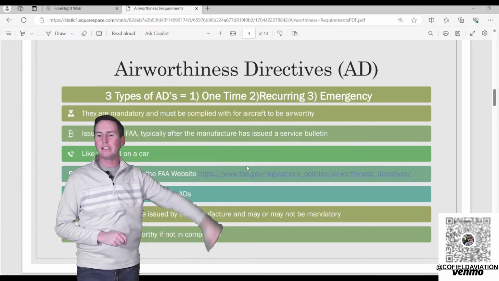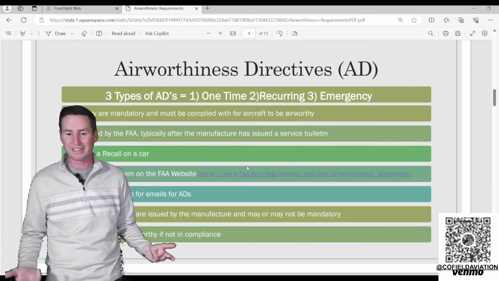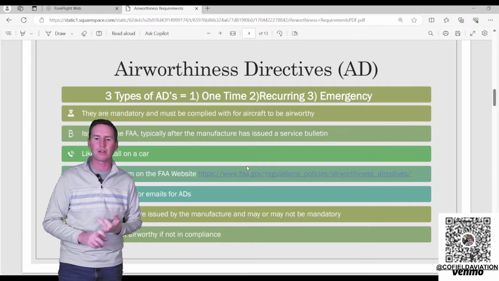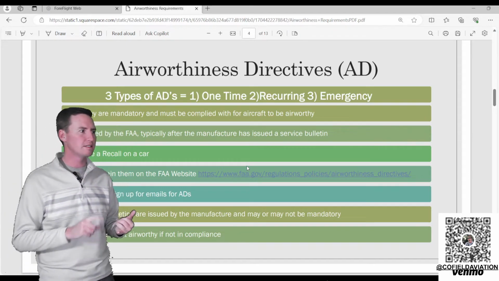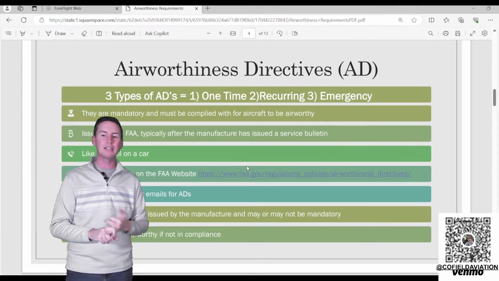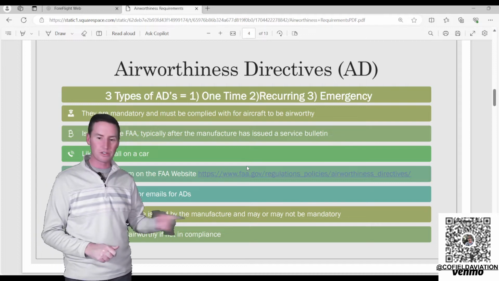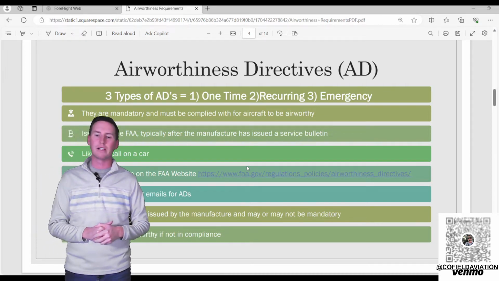The second AD is a recurring AD. So a recurring AD is recurring all the time. So it's not just a one and done thing. There are 2 recurring ADs on our Cessna 172 Mike model. One is the seat track inspection. That's every 100 hours. And then also the ignition switch. So the Bendix ignition switch has to be checked every 100 hours.